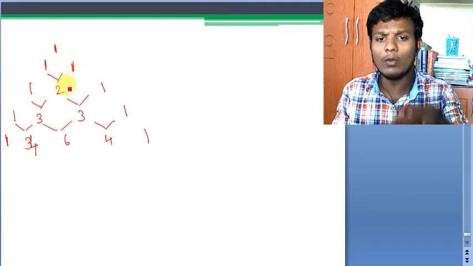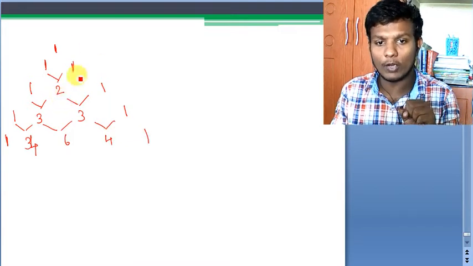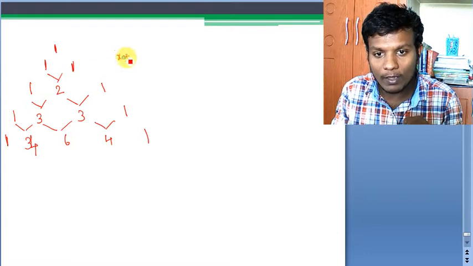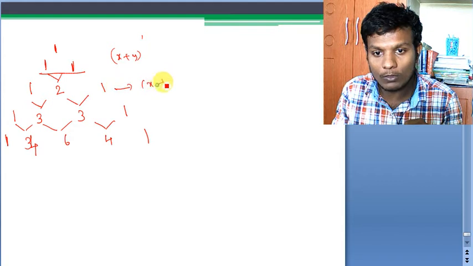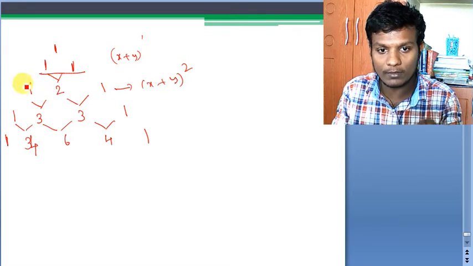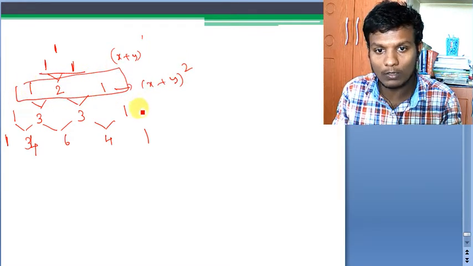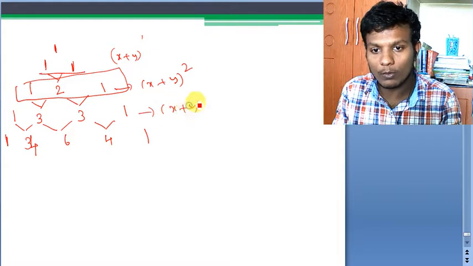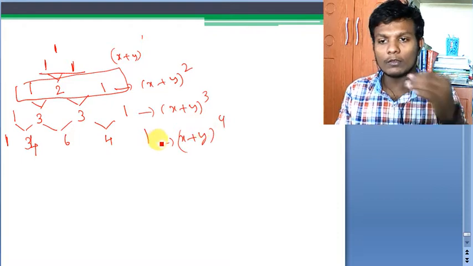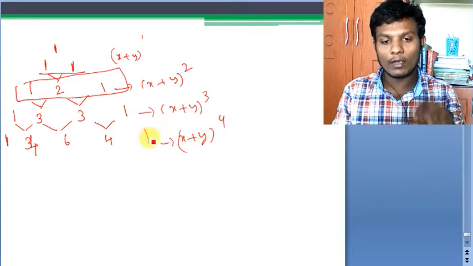So this is how our actual Pascal triangle will look. So this will be x plus y whole power 1. These are the coefficients for x plus y whole square. So 1, 2, 1. And this will be x plus y whole cube, and this will be x plus y whole power 4, and so on. If you use this concept, you can write everything.